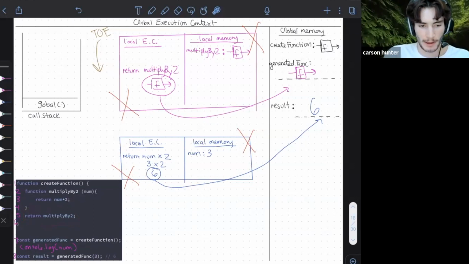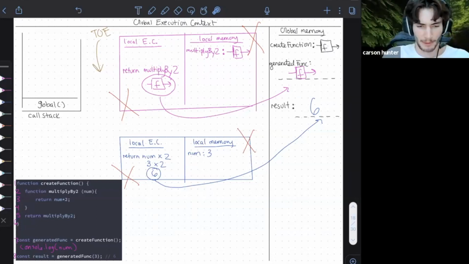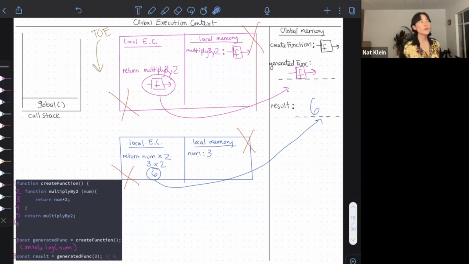Yeah, I have a quick question. So on line 5, when we return multiply by 2, that function, why are there not parentheses after that? So when we have parentheses after a function label or the name of a function, what does that mean? What are we saying that we want to happen to that function?